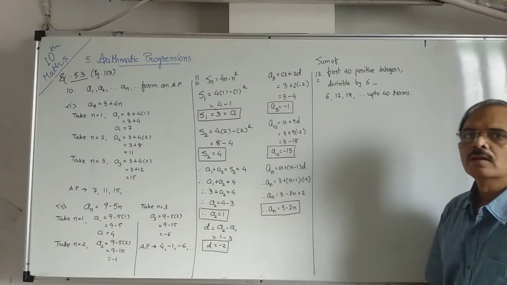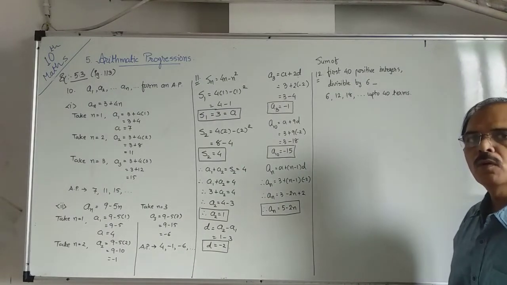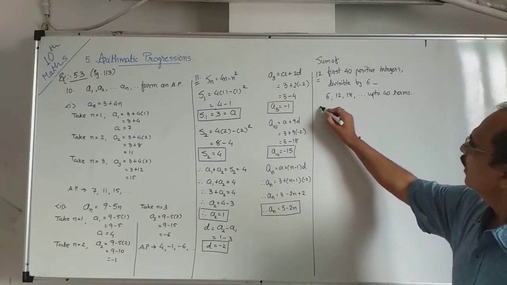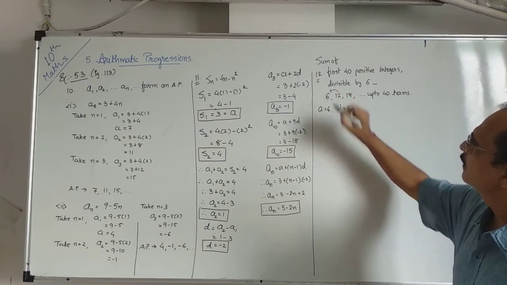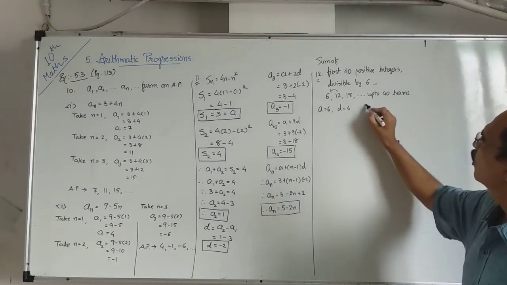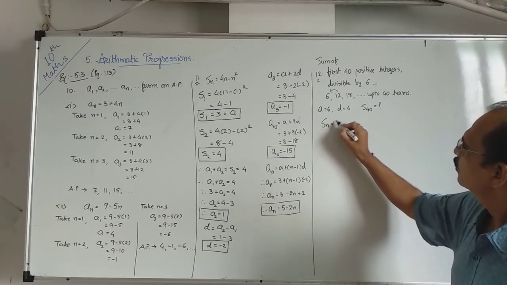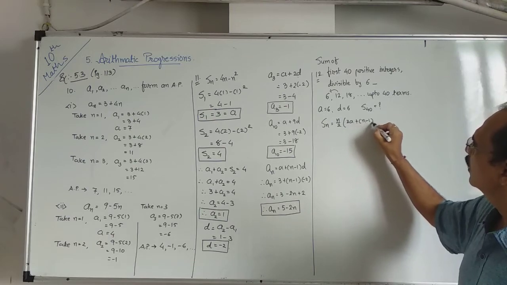Right? We have done the same exercise in question number 2. So A equals 6. Difference is also 12 minus 6, which is 6. And we want to find S40. Sn equals to n by 2 into 2a plus n minus 1 into d.